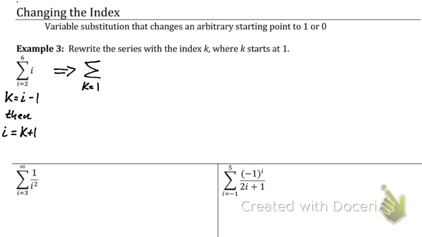Now that I know that i has to equal k plus 1, all you're going to do is take that value and plug it in for that i. And so this is going to equal k plus 1. And now that's 6. We have to change that 6 because I changed my index down 1 value. So I'm going to change my top limit down 1 as well. So that's going to be 1 through 5.